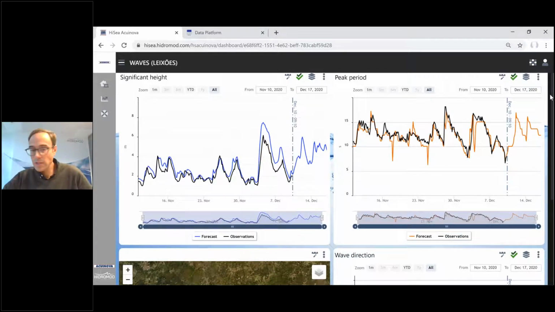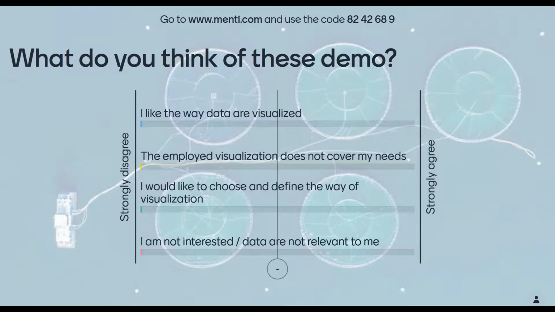So should we do another Mentimeter? There's just one more demo left. Just a second. We can have the Mentimeter for these two demos, so for Bantry Bay and Aquinova. The set of questions is the same as before. So we would like to know, what do you think of this demo?